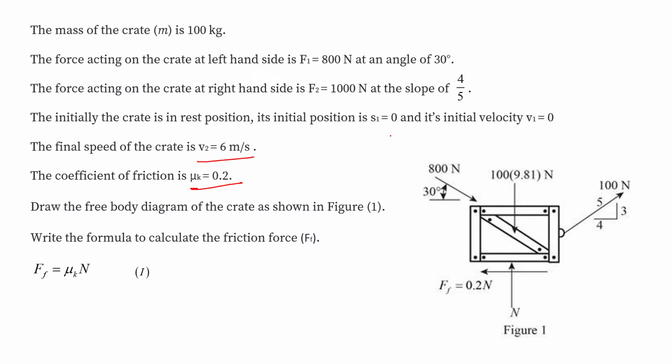So as we discussed, the value of F1 is 800 Newton and the angle is given to us, which is 30 degree. And the value of force F2 is given to us, which is 1000 Newton, as you can see here. And the value of slope is given to us, which is 4 divided by 5. So now let's move forward and calculate the value of normal force.